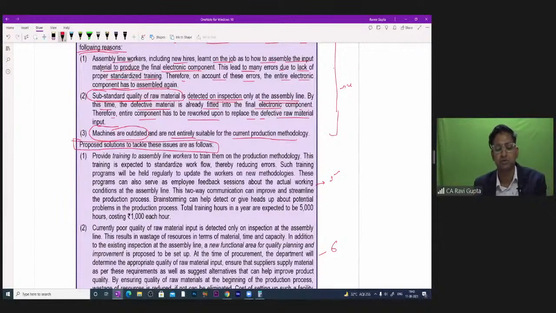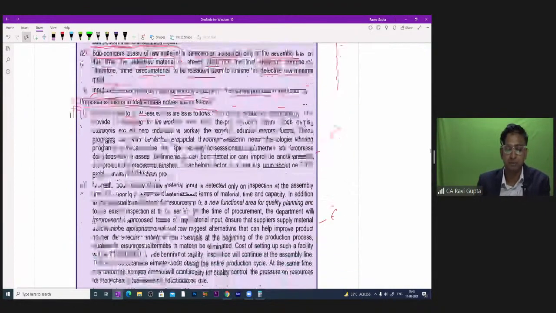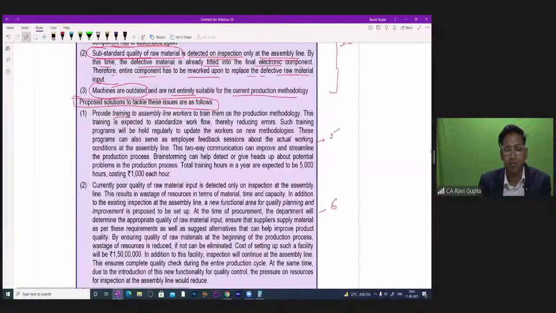Proposed solutions to tackle these issues are as follows. What are the solutions given to these three problems? Number one, provide training to assembly line workers to train them on production methodology. This training is expected to standardize workflow, thereby reducing errors. Such training programs will be held regularly to update the workers on the new methodologies.